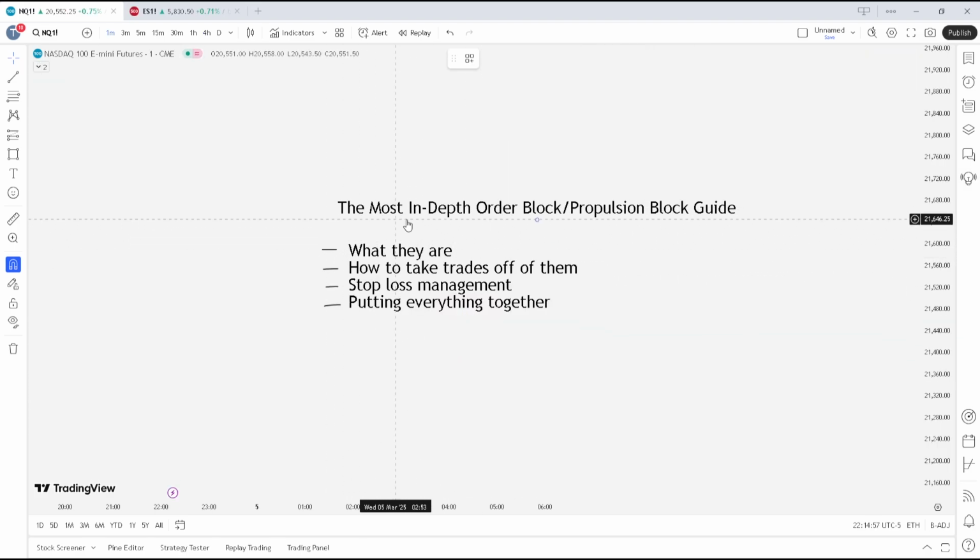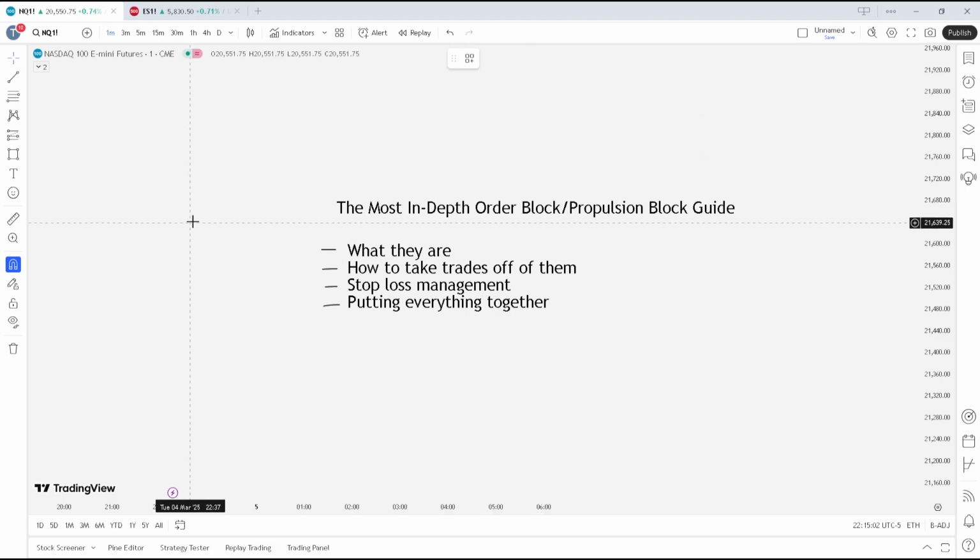All right, so that's it for the most in-depth order block and propulsion block guide. Just to summarize, bullish order blocks are a series of down close candles, and a bearish order block is a series of up close candles, and they become high probability when you actually have a liquidity sweep or some kind of bias behind the order blocks. And propulsion blocks are essentially just order blocks off of order blocks. If you respect an order block, create an order block again, then that's your propulsion block.